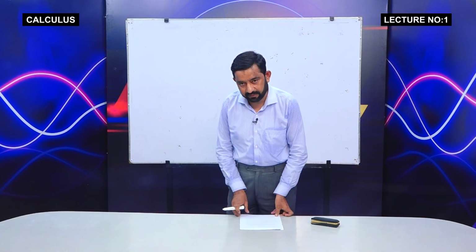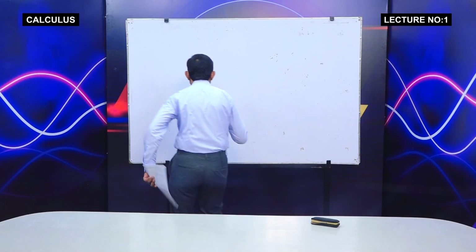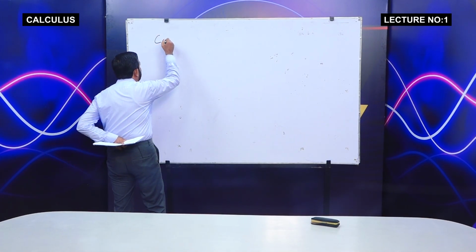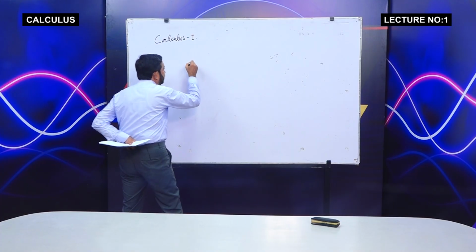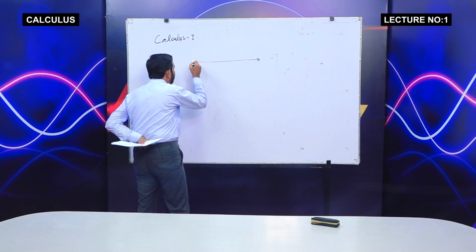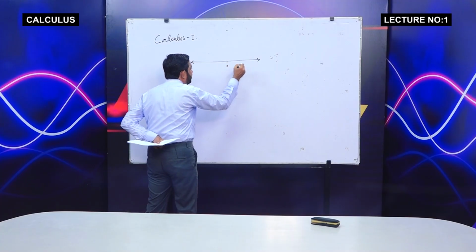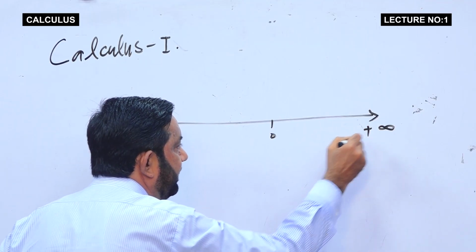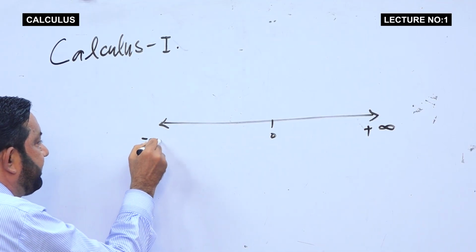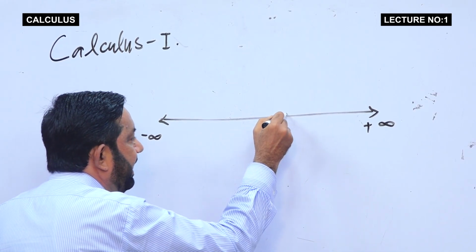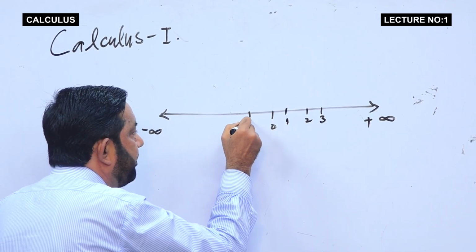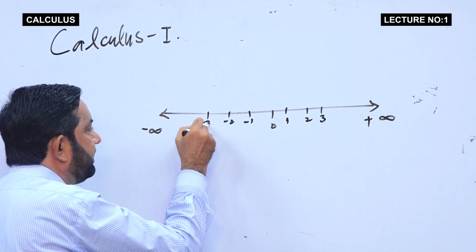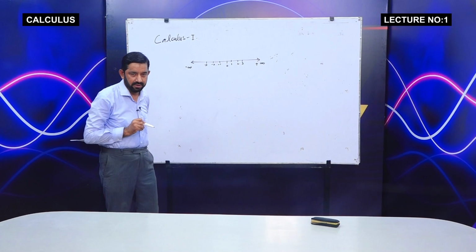So, let us start from the real line. This is the real line and 0, this is the positive side of the real line and this is the negative side of the real line, and here we have the different numbers 1, 2, 3 and -1, -2, -3 and so on.